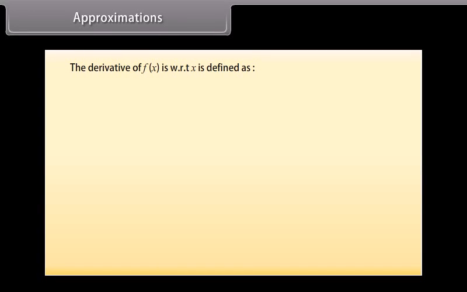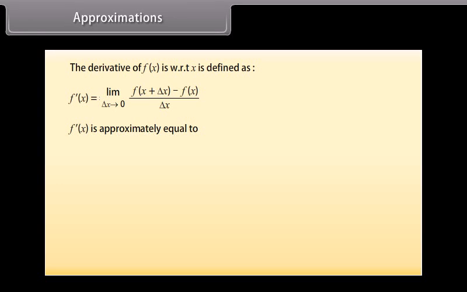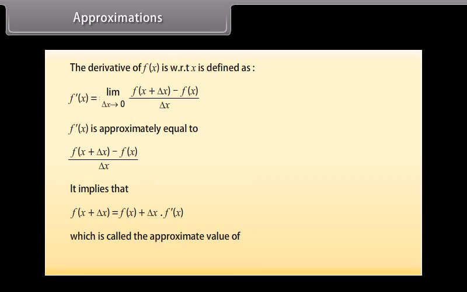Approximations. The derivative of f of x with respect to x is defined as f dash of x is equal to the limit as delta x approaches 0 of f of x plus delta x minus f of x divided by delta x. f dash of x is approximately equal to f of x plus delta x minus f of x divided by delta x. It implies that f of x plus delta x is equal to f of x plus delta x into f dash of x, which is called the approximate value of f of x plus delta x.